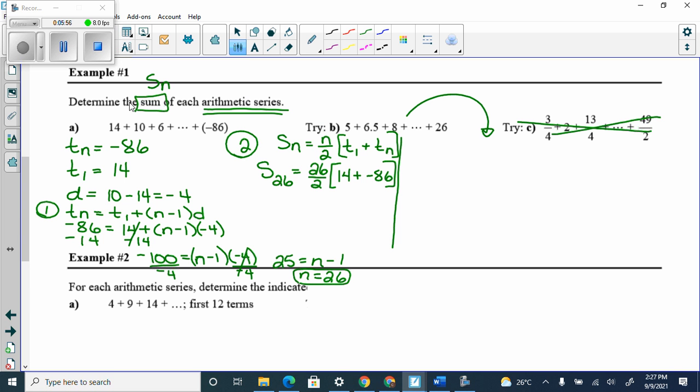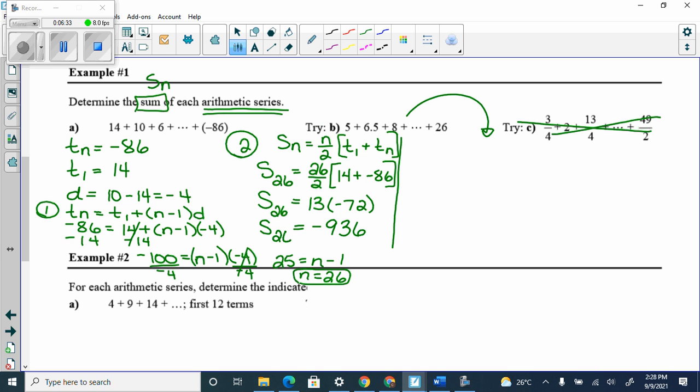Could you double check it? Sure. So these are being added together. So I'm going to get 13 times, negative 86 plus 14 is negative 72. What's 13 times 72? Negative. We get negative 936. Negative 936?